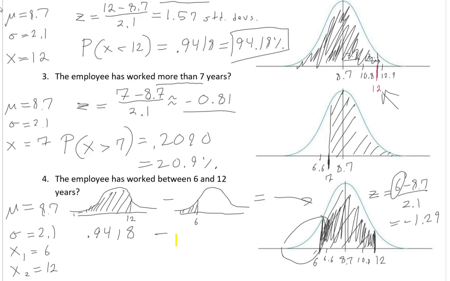All right, so we have 0.0985. If we subtract those two values, so 0.9418 minus 0.0985, we get an area of 0.8433, or 84.33%.